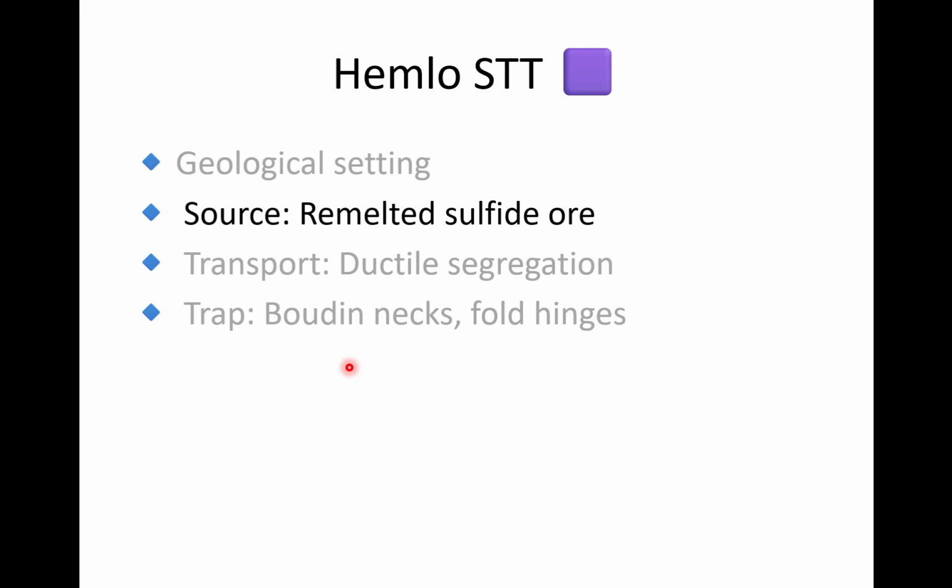Some external metamorphic fluids likely also flowed through, introducing additional silica. But the key gold-bearing fluid melts came from the breakdown of the early ore minerals during metamorphism.